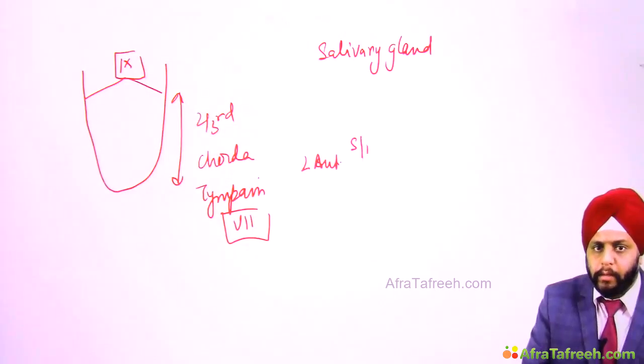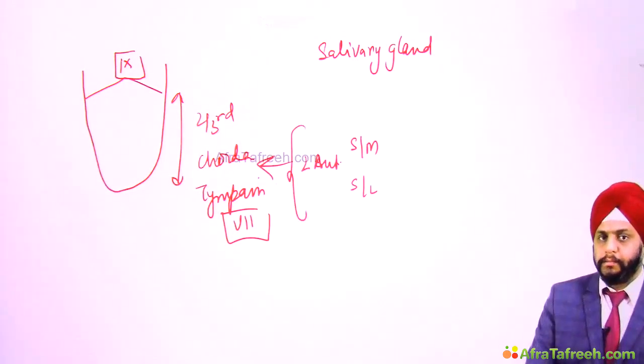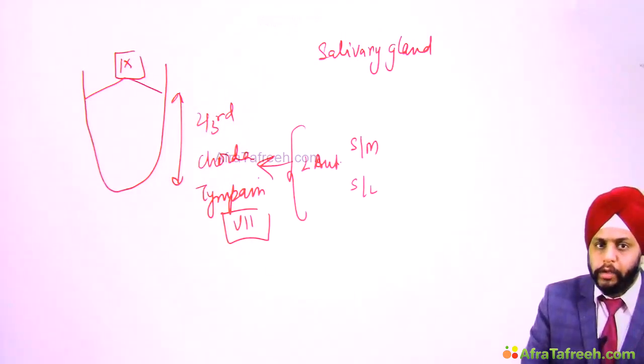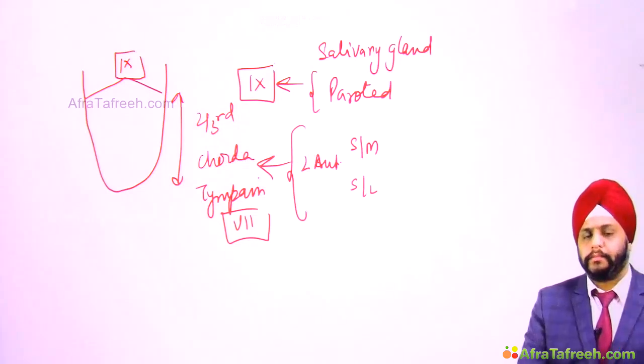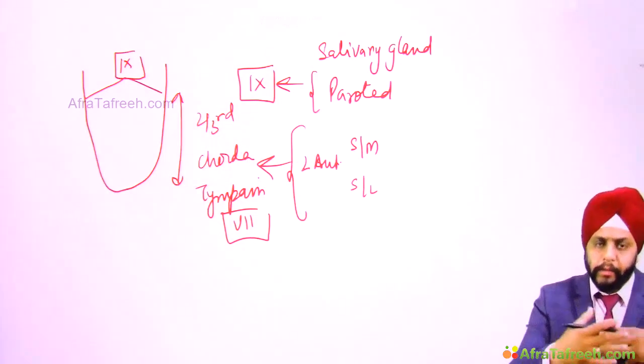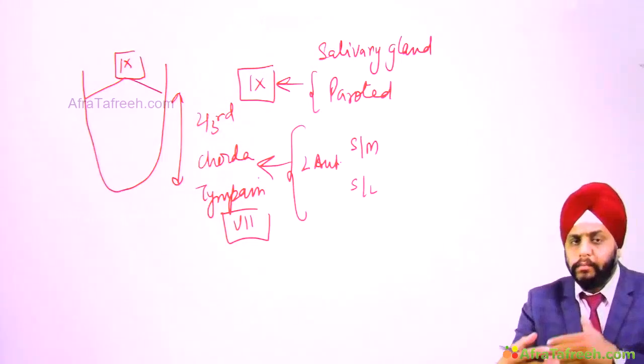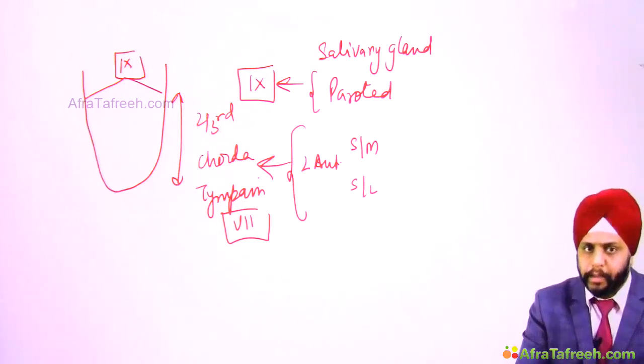Which one? Submandibular and sublingual. Both were supplied by chorda tympani. Okay, and one posterior one. Which one? The parotid. And the parotid is supplied by the fibers of the 9th cranial nerve. So there is an analogy between the tongue supply and the major salivary gland nerve supply.